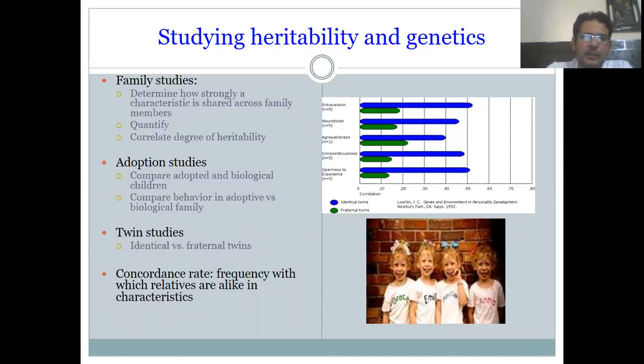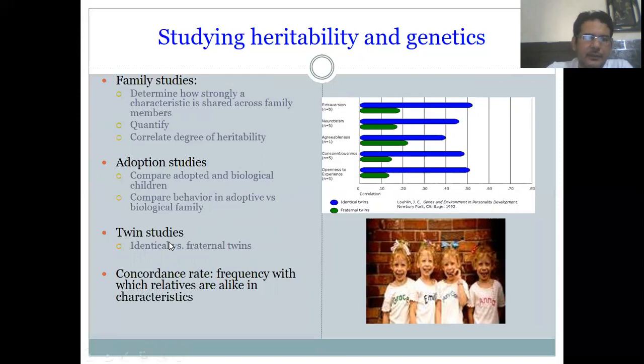Then we also do the adoption studies, compare adopted and biological children. We can have a comparison of these and compare behavior in adoptive versus biological family. So this is also a very powerful approach in which we use the behavioral studies, and then we link it through these powerful machines. We further investigate those.